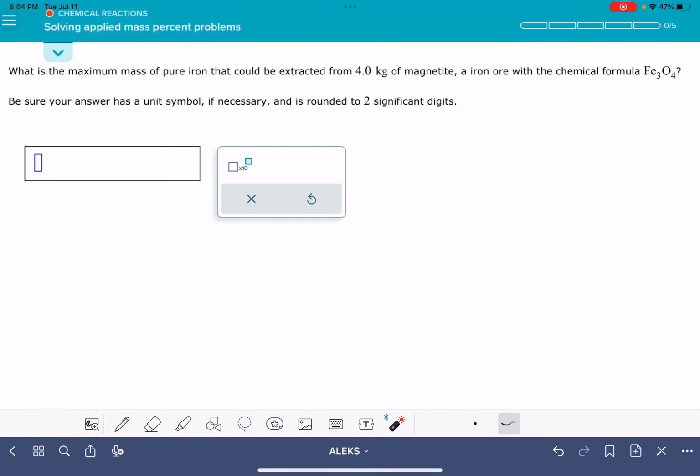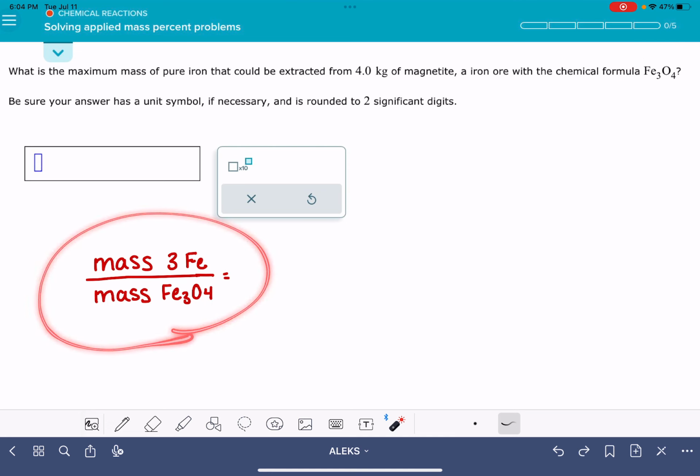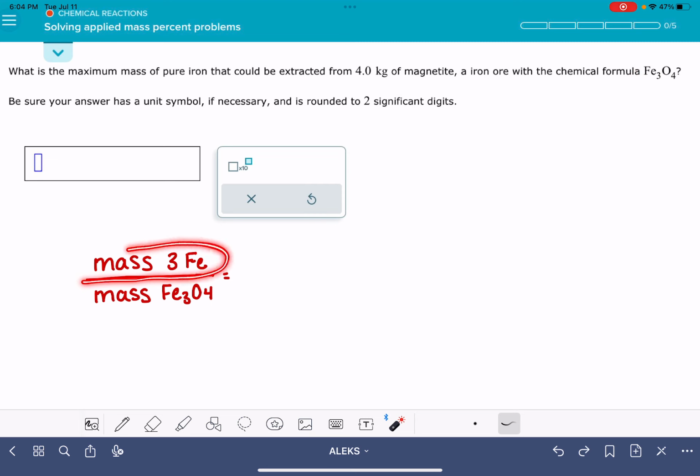So the first thing that we want to do is recognize that the ratio of the iron atom in this Fe3O4 compound is a constant. It doesn't matter how much of this sample we have, 4 kilograms, 10 kilograms, 2 grams, it doesn't make a difference. The mass percent of the iron in the Fe3O4 is going to be a constant. So our first job is to figure out what that mass percent is. We're going to set up an equation where we're going to calculate the mass of all 3 of the iron atoms, because we've got 3 iron atoms in this molecule. We're going to calculate the mass of all 3 iron atoms relative to the total mass of the compound.